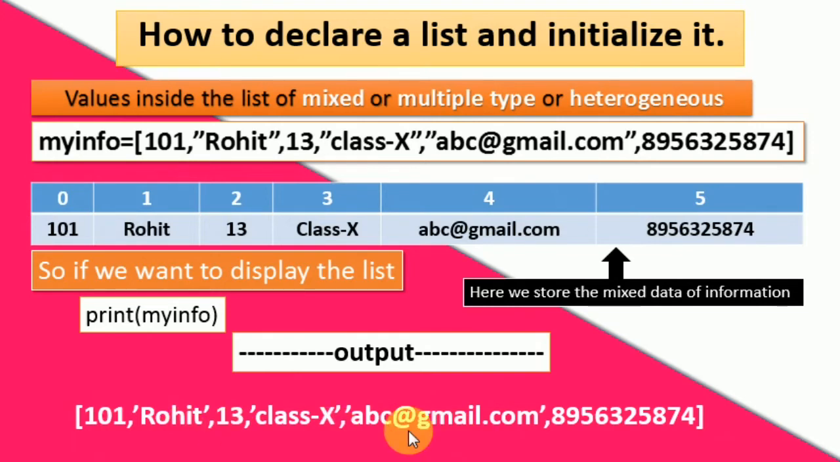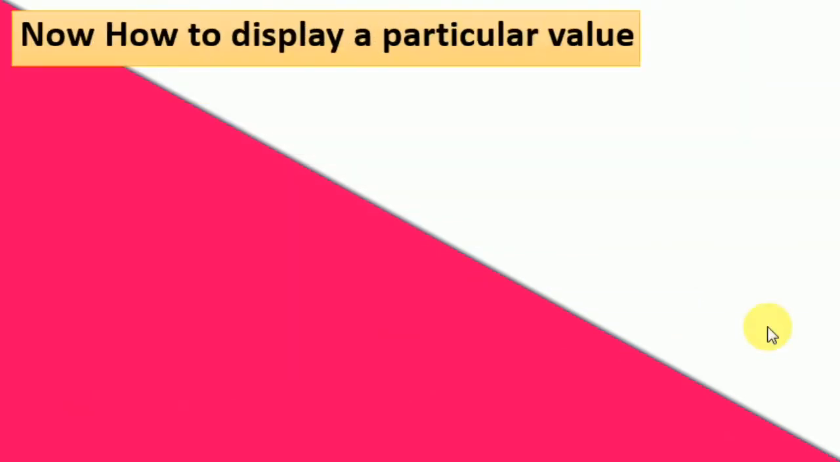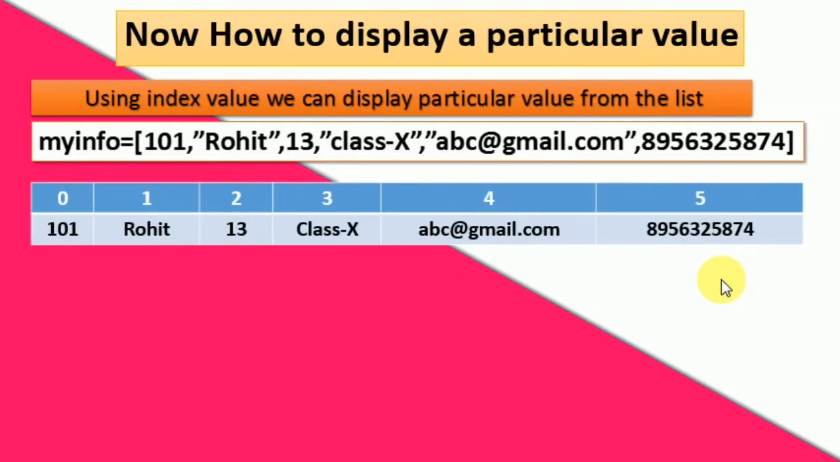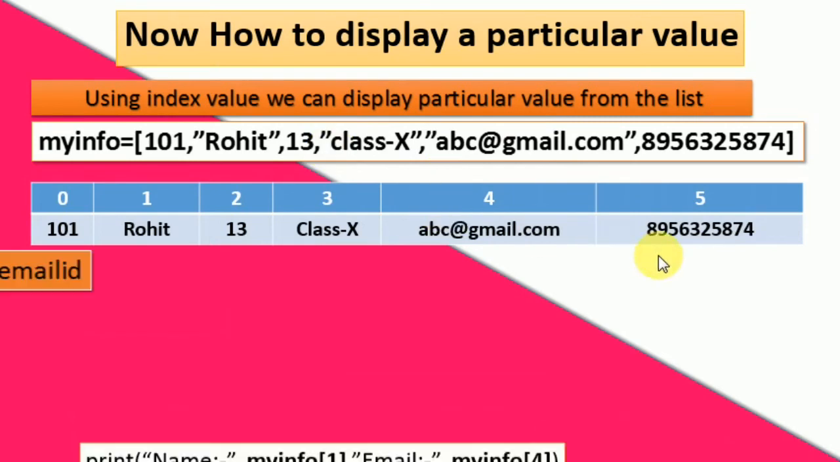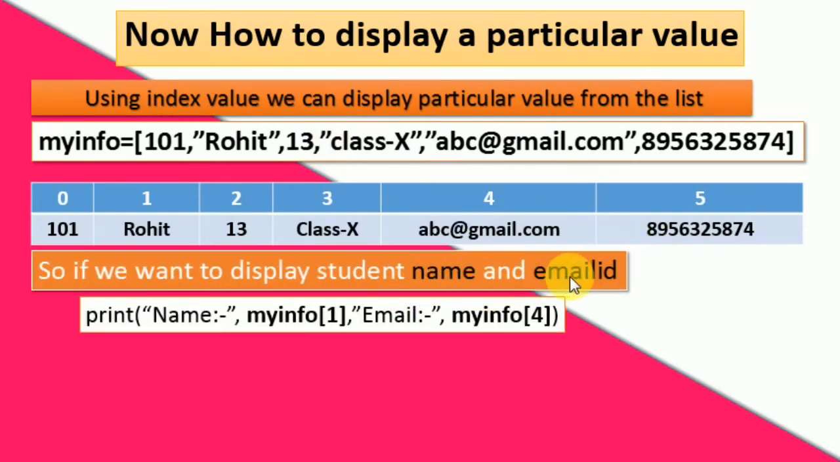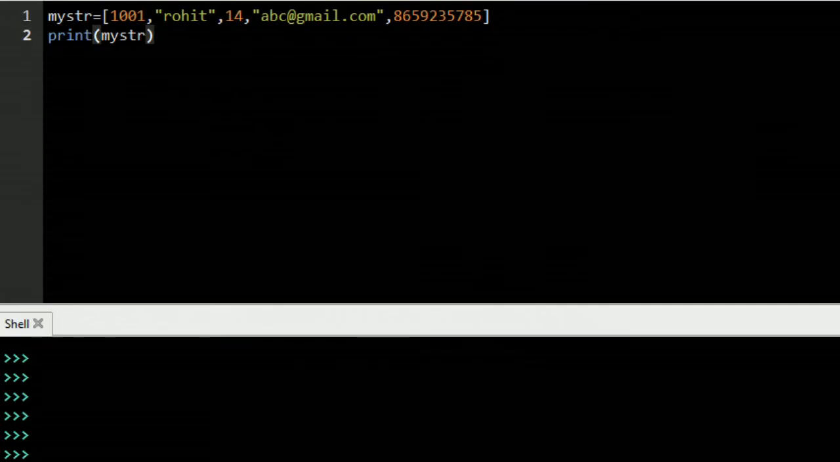Here is the output. But if you want to display a particular value, using the same thing, but I want to display the name and email ID. My info 1 is going to give me the name of the student, and my info 4 is going to give me the email ID. So here is the output.